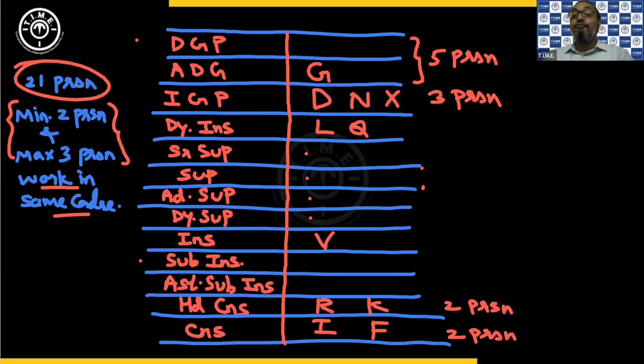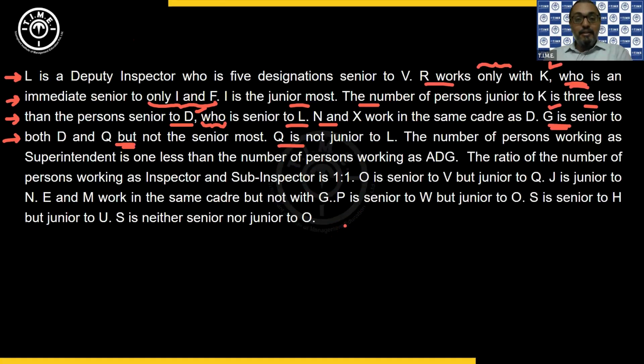That should tell you that when there are multiple people sharing the same cadre, please understand you can put them in the same cadre. If Q is not junior to L, Q can be in the same cadre as L. That is the understanding. Great. Excellent work. Okay, good.